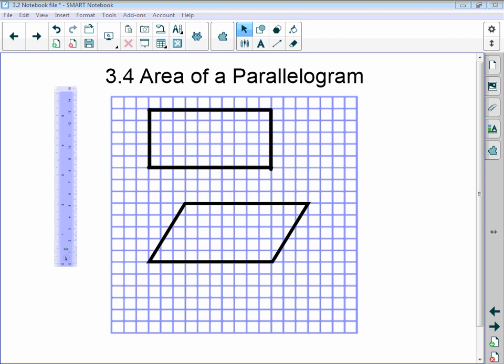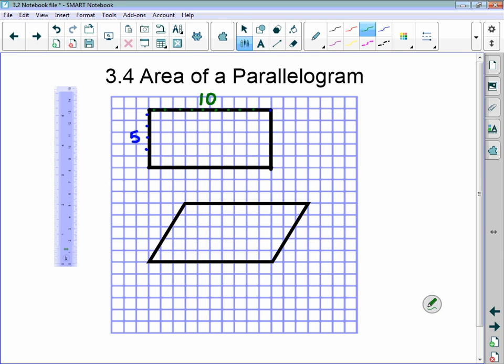Hello, grade 7s. We are now going to go over section 3.4, which is all about finding the area of a parallelogram. So I actually have a couple of parallelograms in front of us here. The shape up on top of our grid is a rectangle, which you recognize, and it has a height of 5 squares, 5 units, and a width of 1, 2, 3, 4, 5, 6, 7, 8, 9, 10.